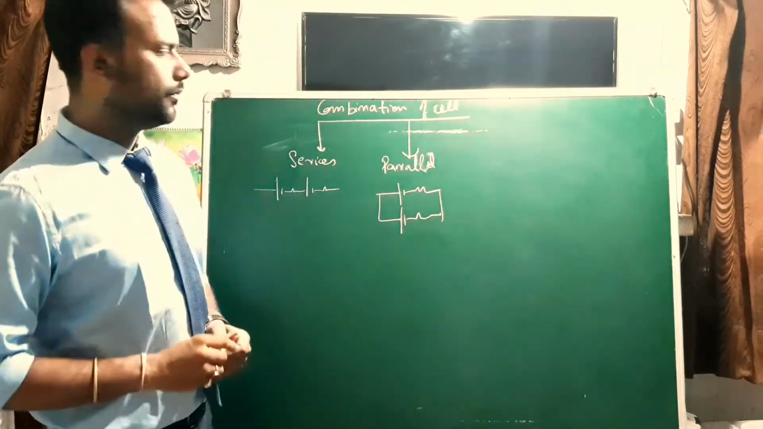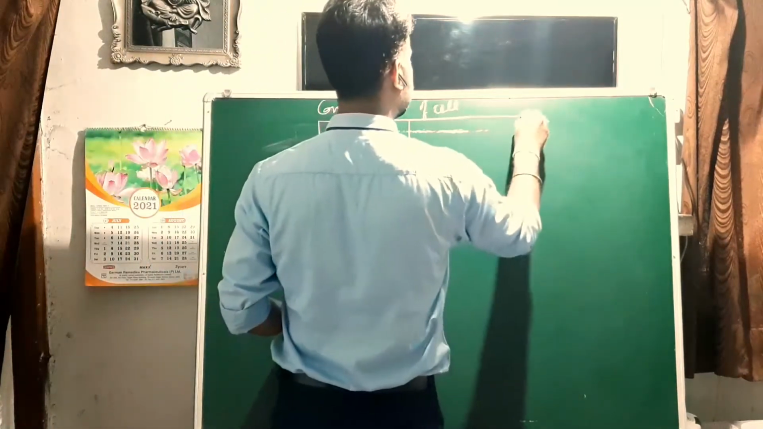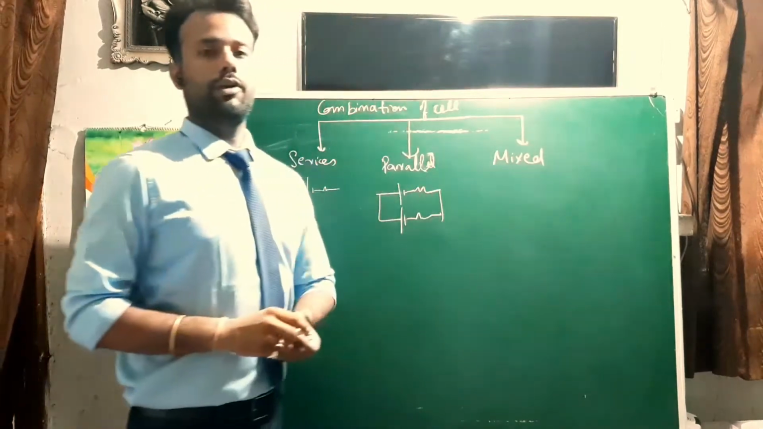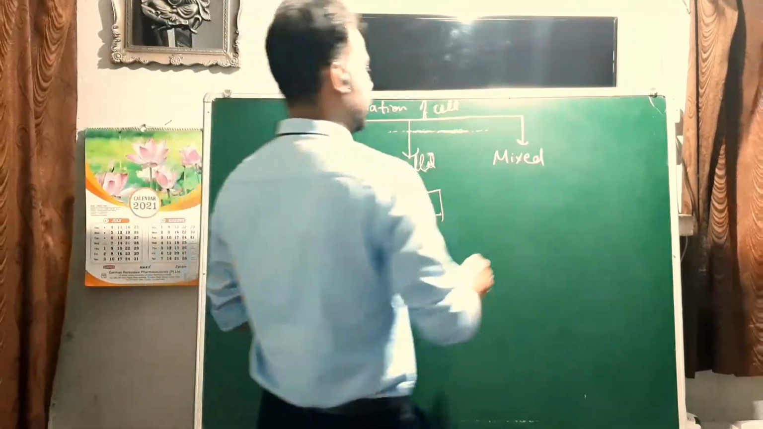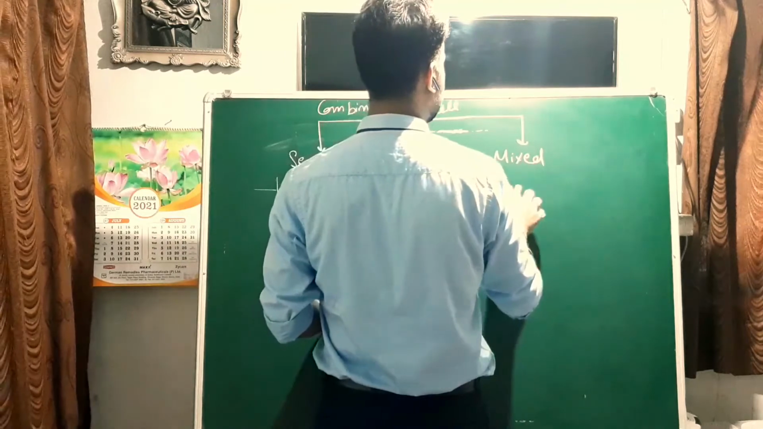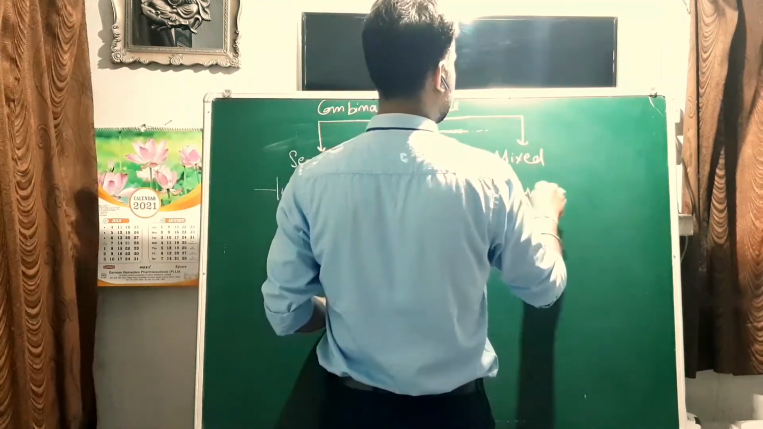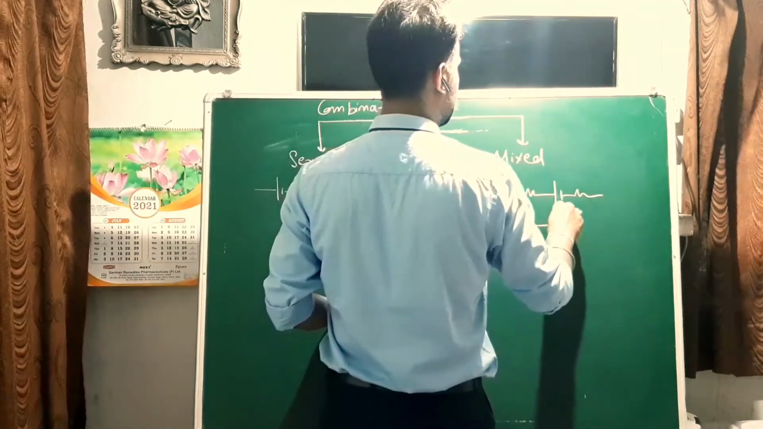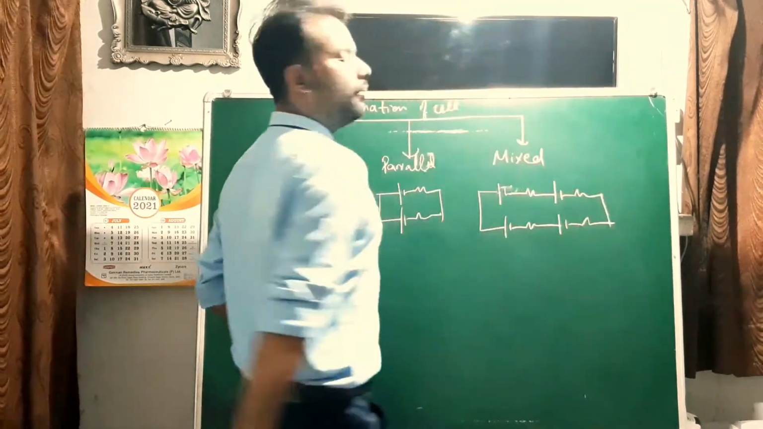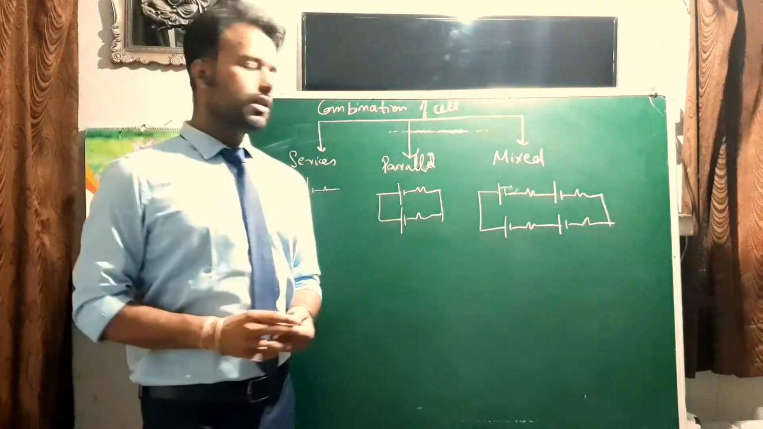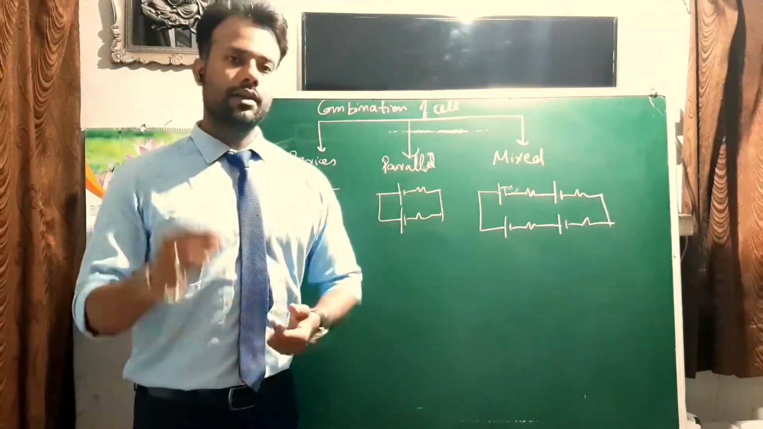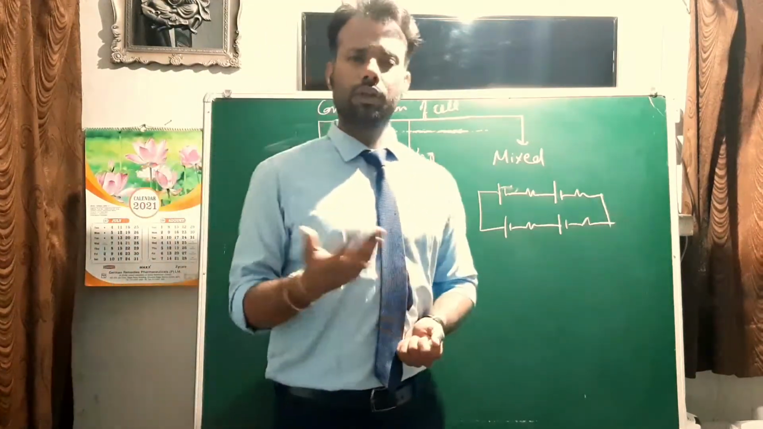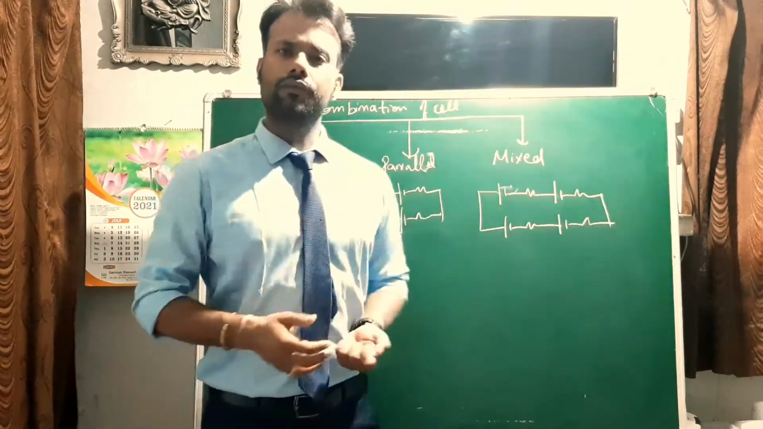Then what would be the third? The third is mixed combination or mixed grouping. In this we have, like this, series also and parallel also. So we will discuss one by one each of the cases, series, parallel and mixed grouping, and we'll see what is the total current in this configuration.